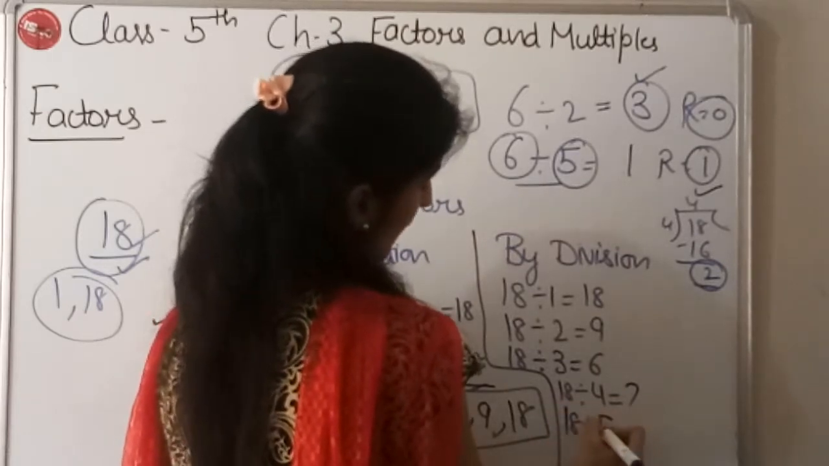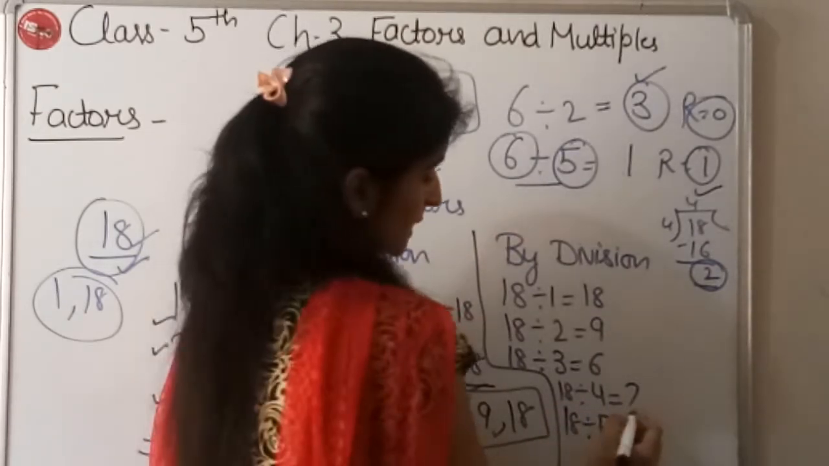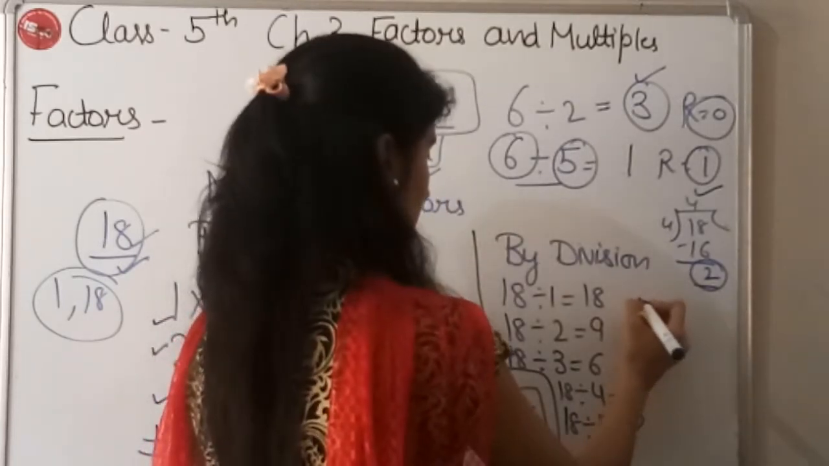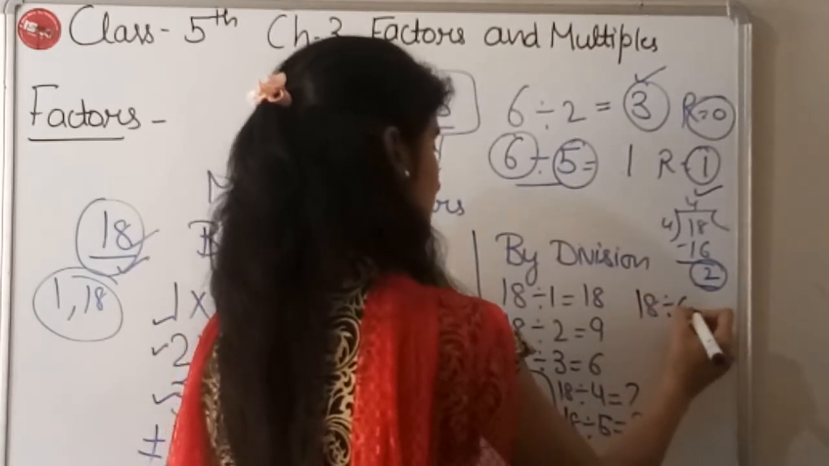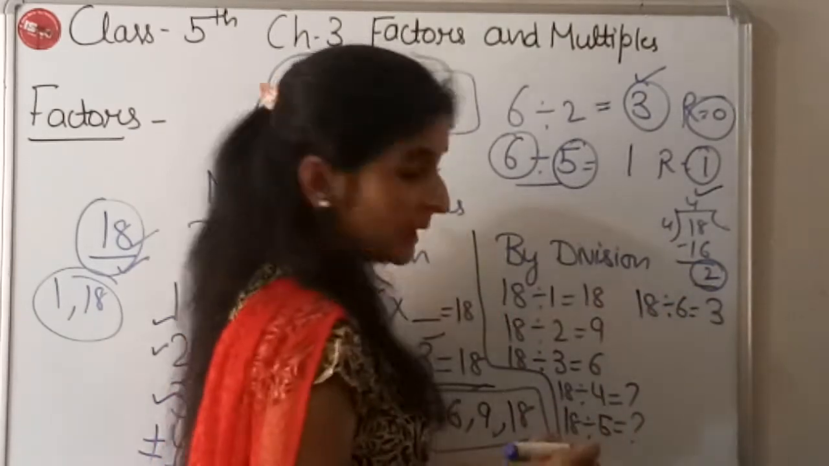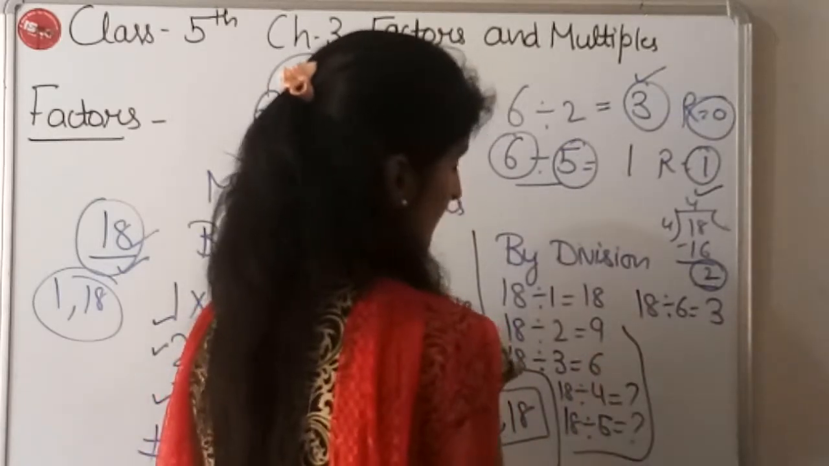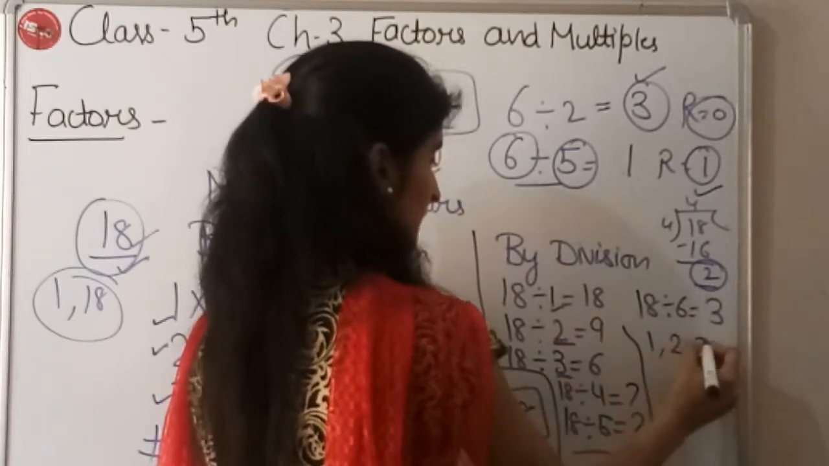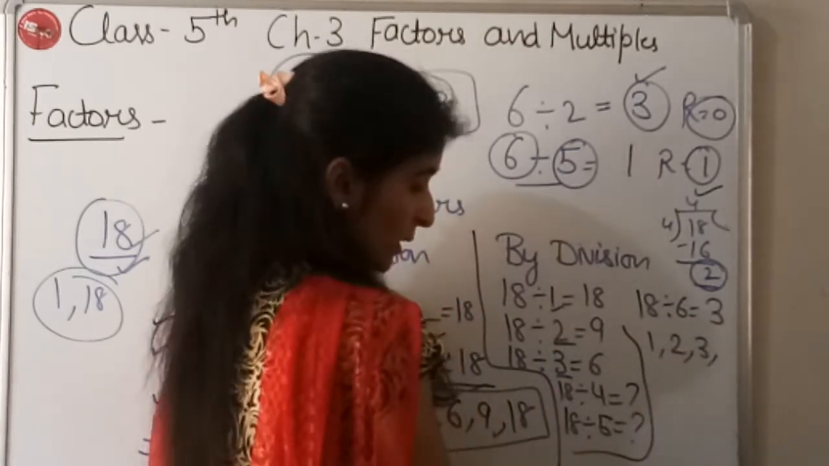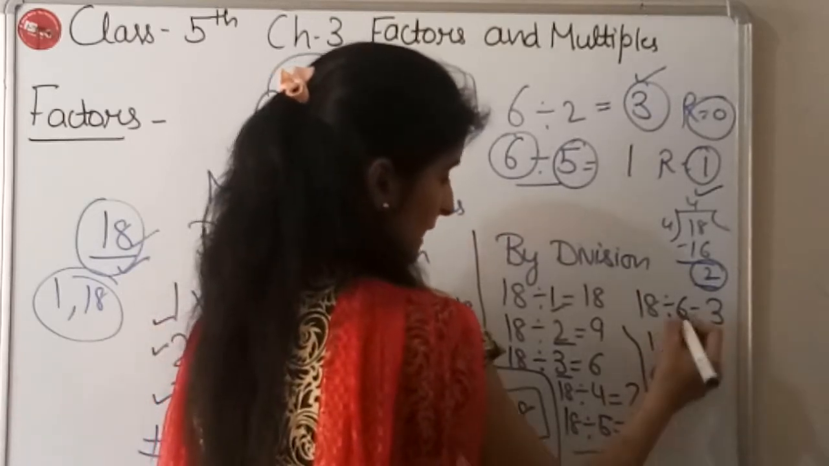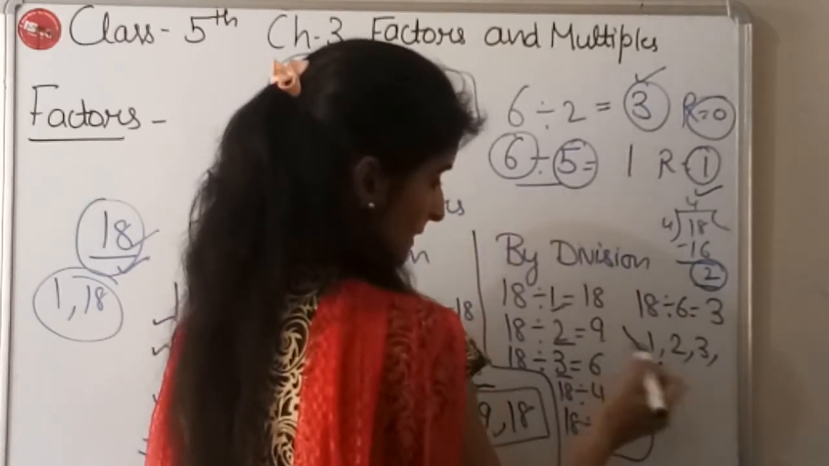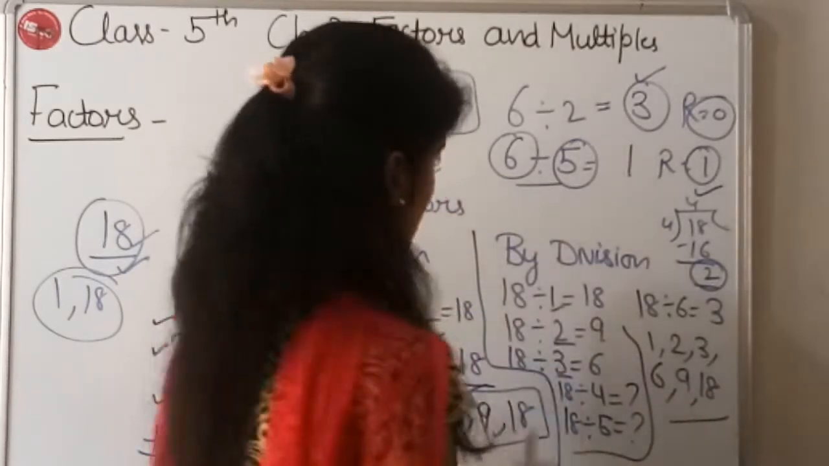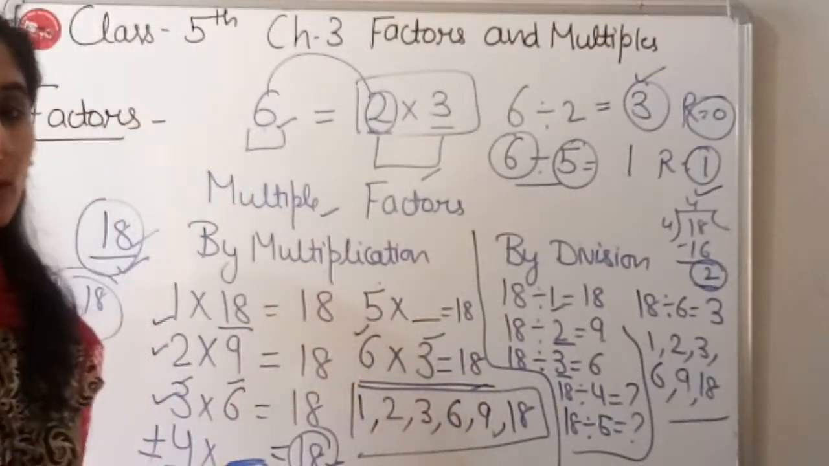Now if I talk about 5, again we will not be left with the remainder 0, so 5 is not a factor of 18. Now let's come to 6. 18 divided by 6 is 3. Clear? So like this we can write down the factors. 1 is a factor of 18, then 2, then 3. After that 4 and 5 are not factors of 18. Then we can write 6, then after that 9 and 18. Clear? So this is the method to find the factors of a given number.